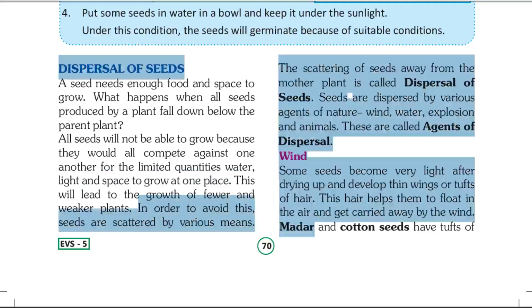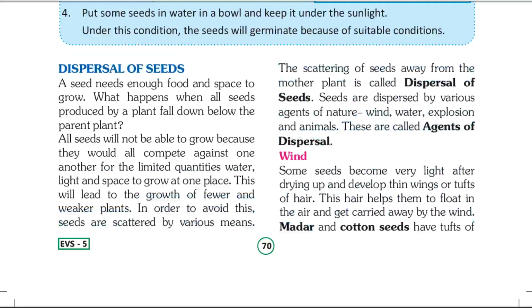In order to avoid this, seeds are scattered by various means. The scattering of seeds away from the mother plant is called dispersal of seeds. Seeds are dispersed by various agents of nature: wind, water, explosion and animals. These are called agents of dispersal.